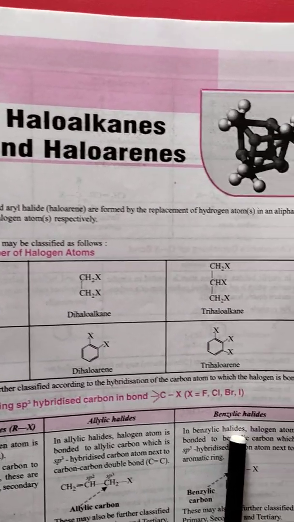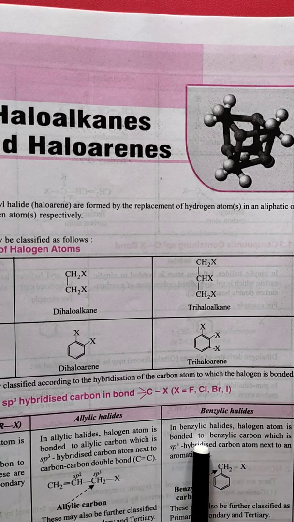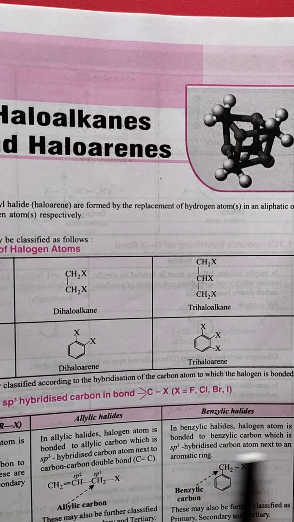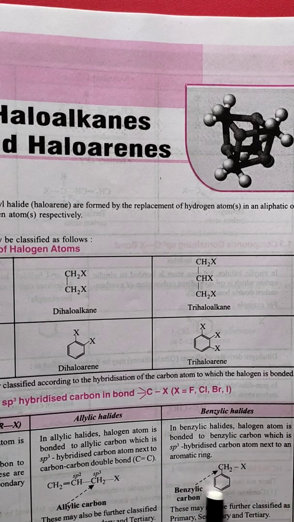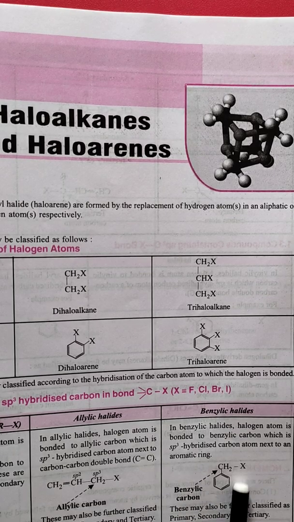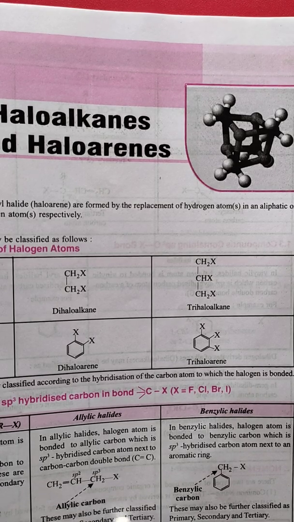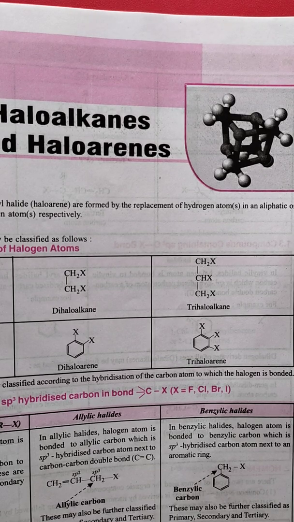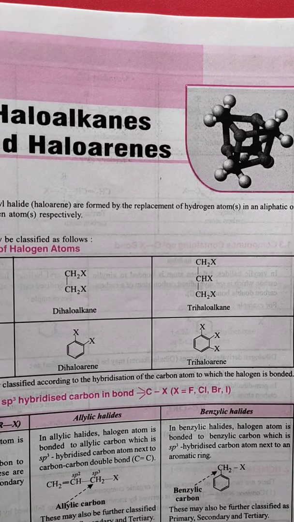After that we have the benzylic halides. In benzylic halides, the halogen atom is bonded to the benzylic carbon, which is an sp3 hybridized carbon atom next to an aromatic ring. So it is bonded to the aromatic ring. We have a benzene ring with the CH2X. In this way the benzylic carbon is attached to it. Okay. This may also be further classified as primary, secondary and tertiary. So we have the primary one, the secondary one and the tertiary one.